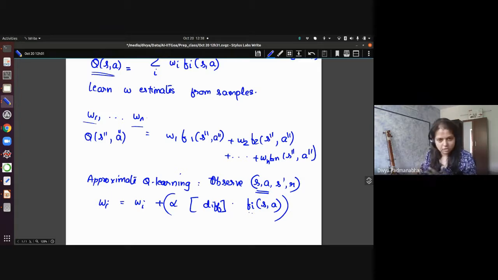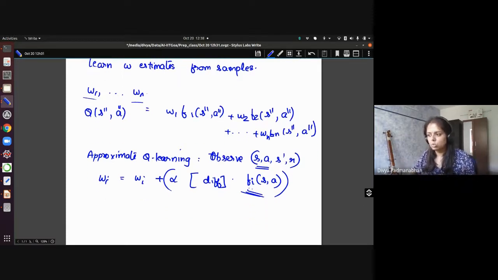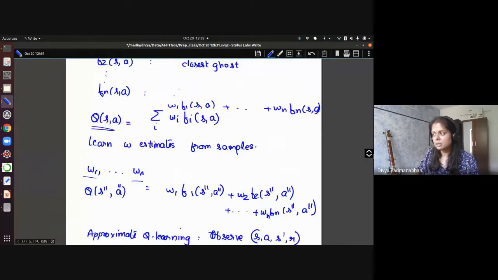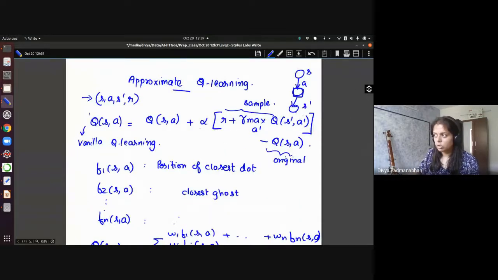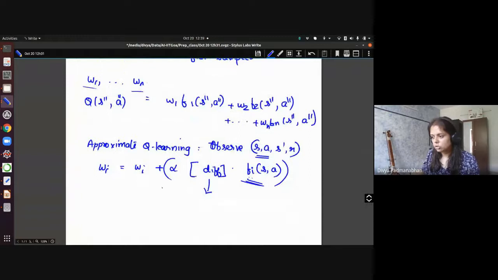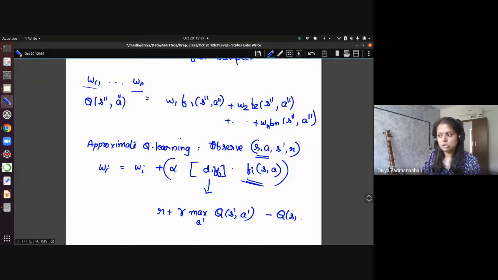Now, that's the difference from Q-learning. This quantity here is different. That was not there in Q-learning. And I will tell you why this works. This difference term is actually supposed to mimic exactly whatever you saw with Q-learning, the same term. So let me write it here. This was R plus gamma times max of Q S dash A dash, minus Q S A. This is what we did in vanilla Q-learning.